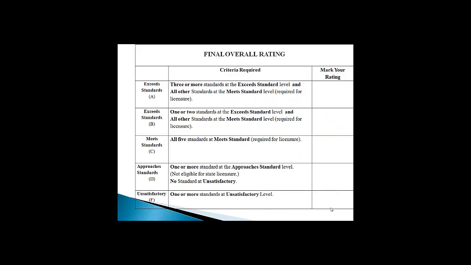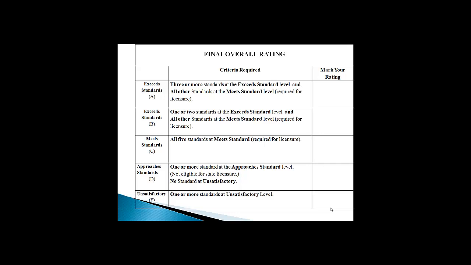Now, turn all the way down to page 6. This is where you will determine the final overall rating on all 5 standards. Take a look at the specific criteria for each rating category. Also notice that by the end of student teaching, all 5 standards must score at least meets standard to be recommended for certification.